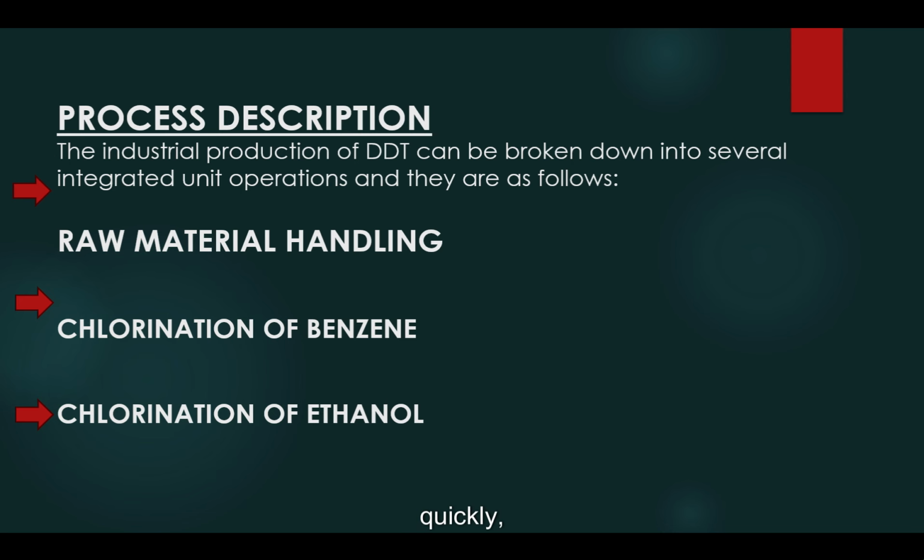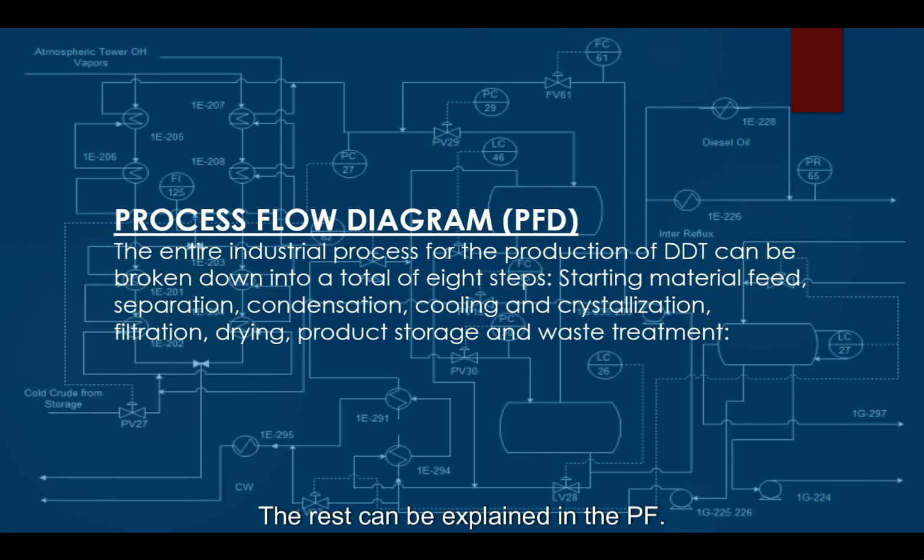So quickly, to create DDT, all you have to do is four simple steps. You take benzene, you add chlorine to it. You take ethanol, you add chlorine to it. You take those two things and you smash them together and you get your DDT. The rest can be explained in the PFD. So this will get to the nitty-gritty of how we take that and form an actual product.